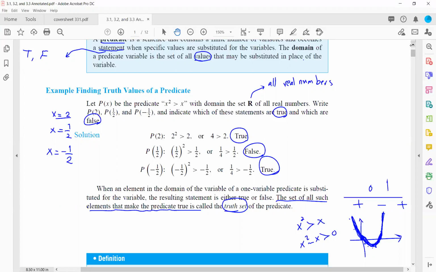X squared is greater than x. It means that you can just erase the lower part of your graph, and we don't include the intersects. So the truth set is going to be all numbers greater than 1 and all numbers less than 0 for this special case.